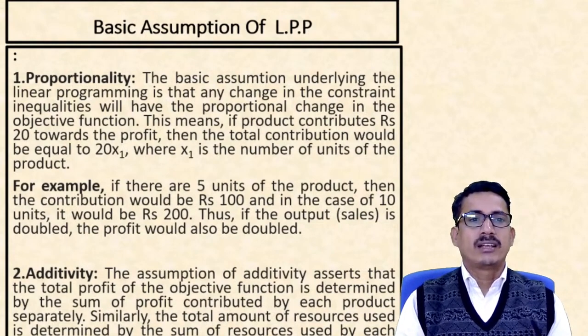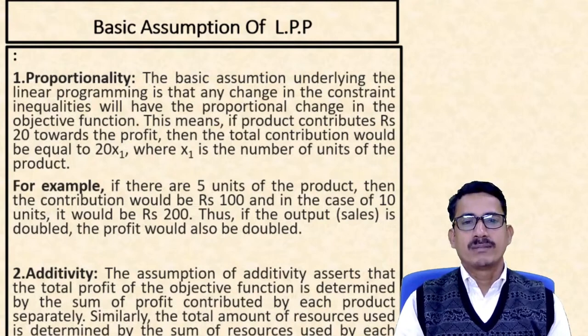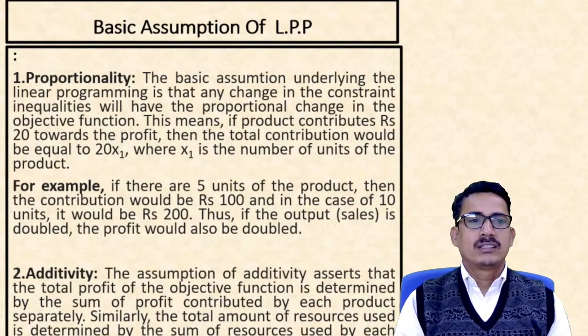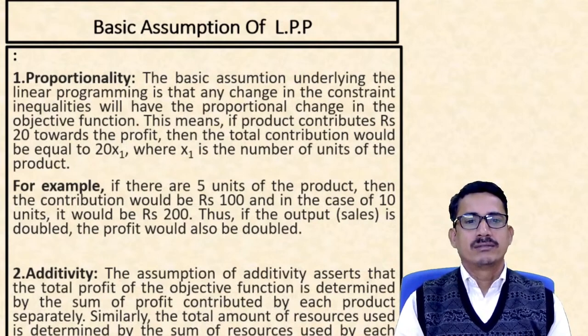Similarly, you can add another product B. If you are producing x2 units, and one unit of product B gives a profit of rupees 10, and you define the number of units of product B as x2, that will be 10x2. Let's take this example so you can understand better. If there are 5 units of the product, then the contribution would be rupees 100.